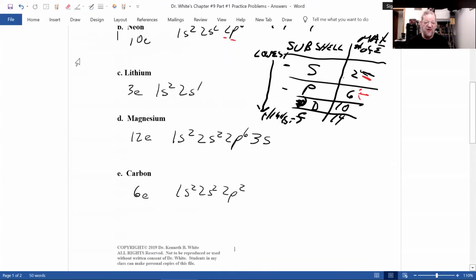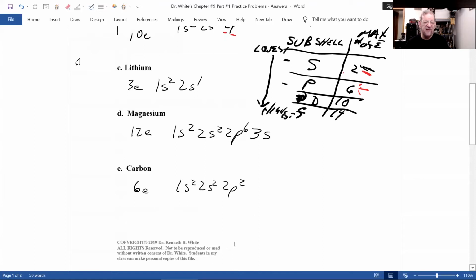Now let's move down to magnesium. And again, the same question. Draw the electron configuration for magnesium. What do you have to do? First of all, electron configuration is all the electrons.